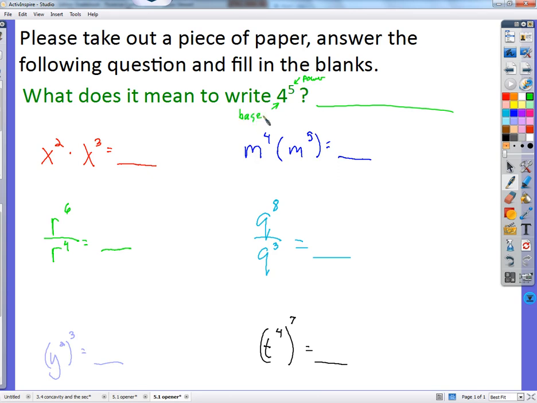All right, so what does it mean? You know how to say it? What does it mean? Our 4 is being multiplied by itself 5 times. It's 4 times 4, and so on: 5 factors of 4.